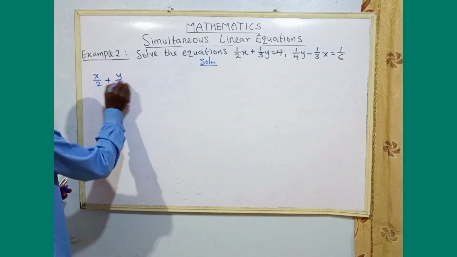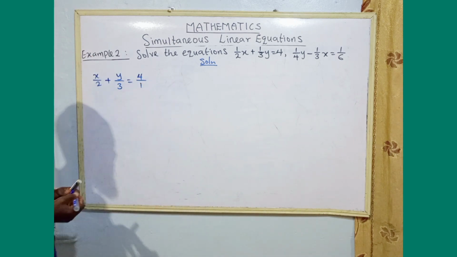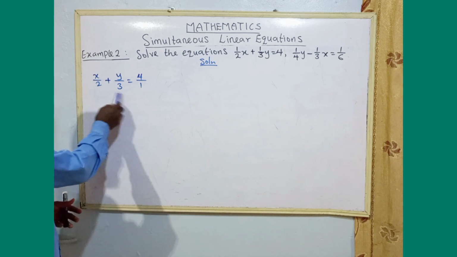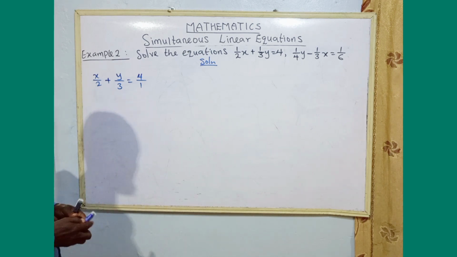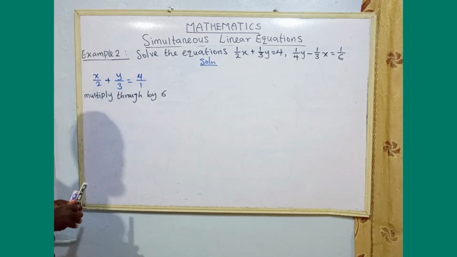We have y divided by 3 is equal to 4. Let's say 4 over 1. Now, to get our equation 1, let's look for the LCM of 2, 3, and 1, which is 6. When we get 6, multiply through by 6.